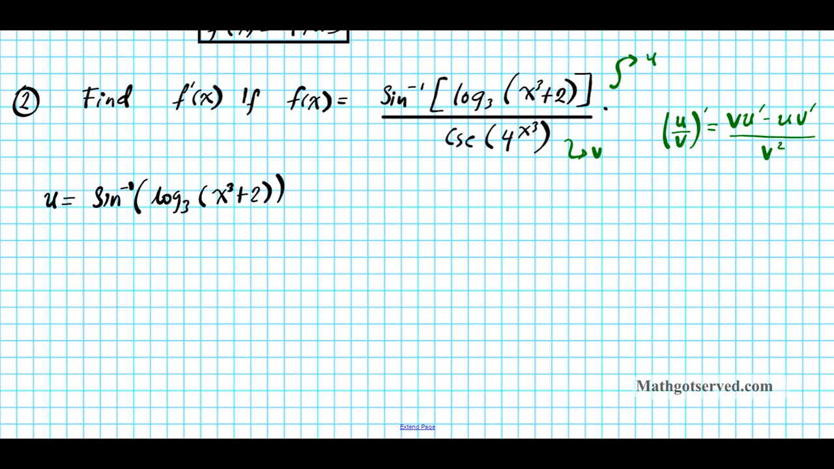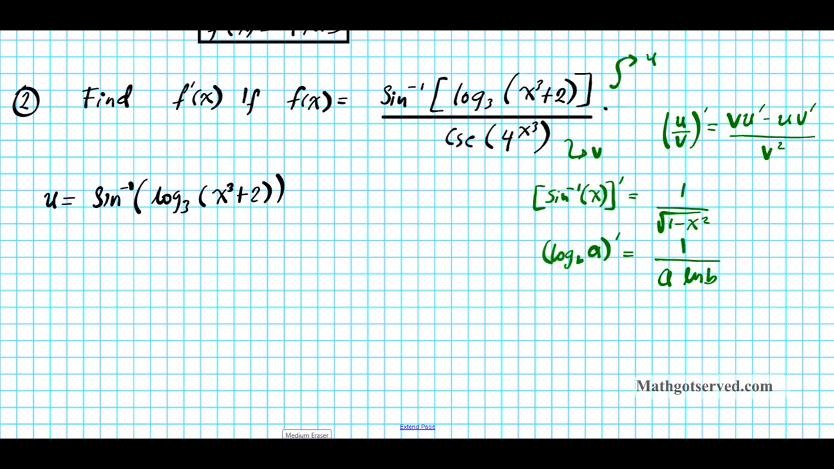Let's review the formulas that we're going to be using here. The derivative of inverse sine of x is 1 over the square root of 1 minus x squared. And then the derivative of log base b of a: if you differentiate log base b of a, that's going to be 1 over a times the natural logarithm of b.